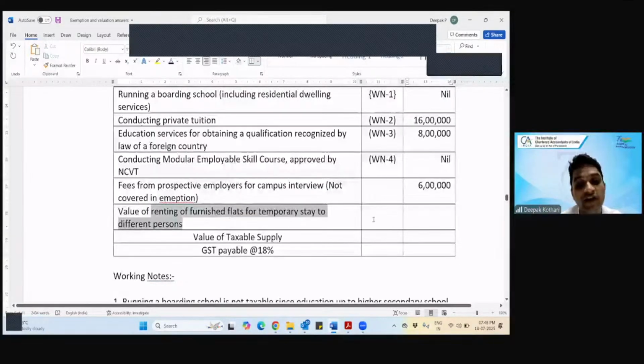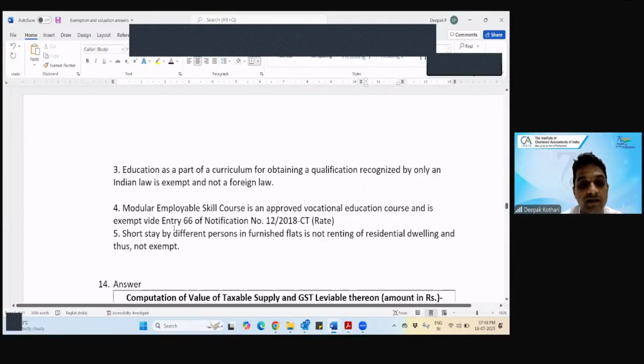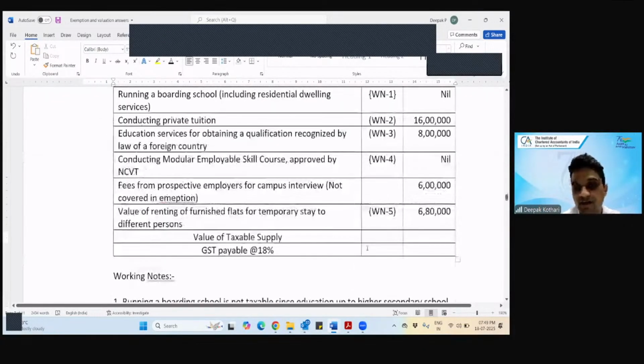Value of renting of furnished flats for temporary stay to different people is also taxable, because short stay by different persons in a furnished flat is not renting of residential dwelling and thus it is not exempted. So the total value of taxable supply would be 36 lakh 80,000 and GST payable will be 18% on that, 6 lakh 62,400.